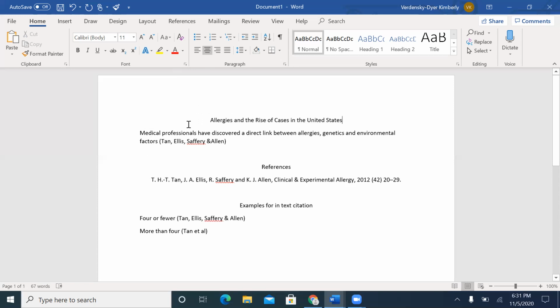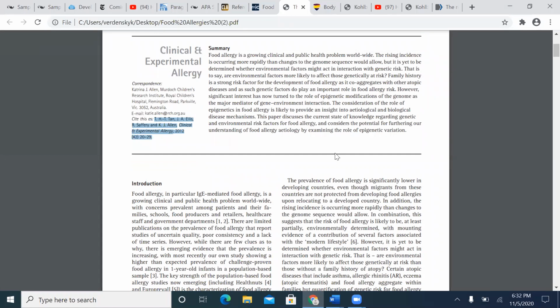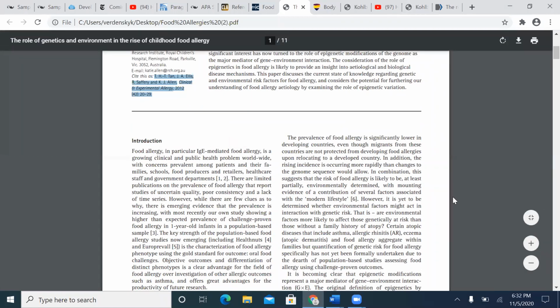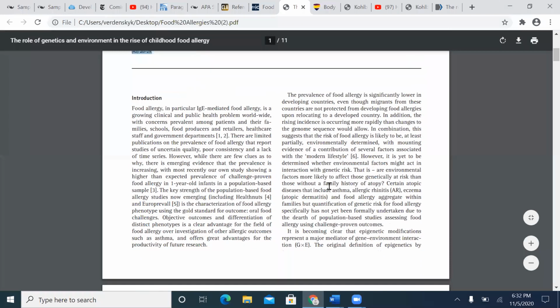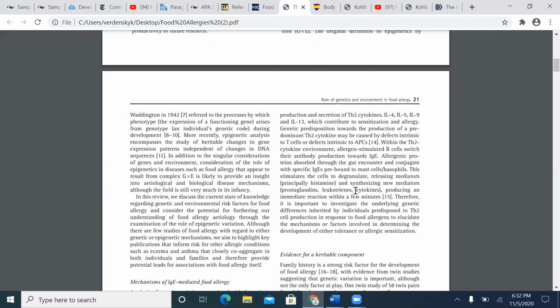So far I have a statement that says medical professionals have discovered a direct link between allergies, genetics, and environmental factors. Well, I know personally a lot of people whose children have peanut allergies. So now I'm going to go back and skim this article to see if there's anything that talks specifically about peanuts. Because a lot of the times when we're looking at complex text, especially in the case of science, some of the material might be more than what we need. So I'm going to first skim the text and see if they talk about different types of allergies.